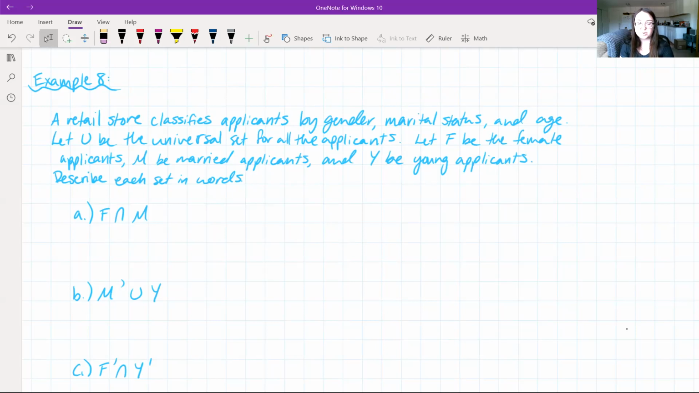We have a retail store that classifies applicants by gender, marital status, and age. We're going to let U be the universal set, not to be confused with the symbol for a union. Let U be the universal set for all the applicants. Let F be female applicants, let M be married applicants, and let Y be young applicants. Now we're going to describe each set in words. We're not actually going to be writing any sets.